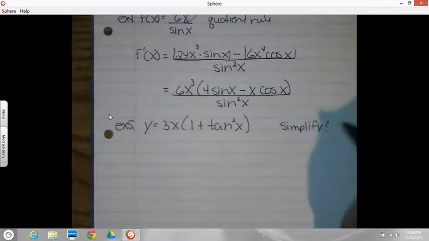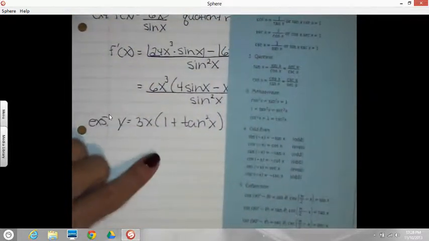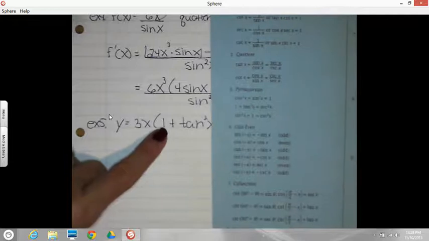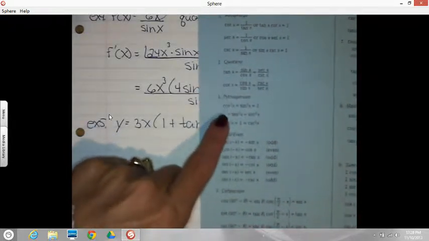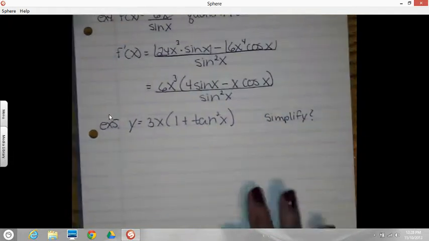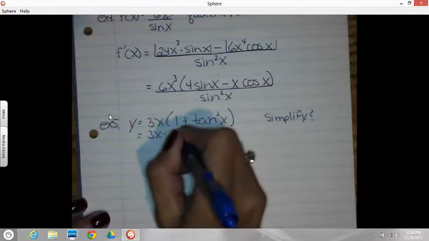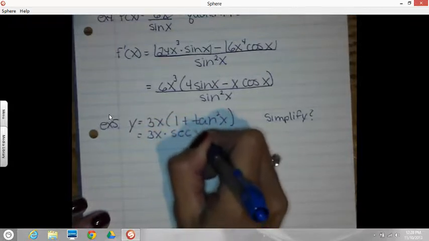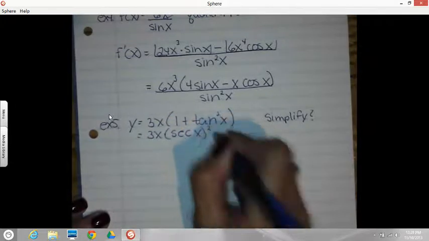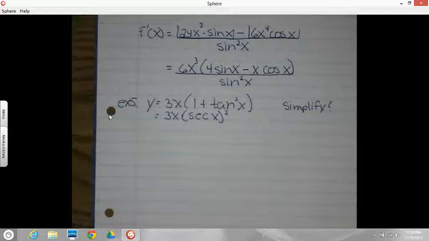And if you look at your quotient, the Pythagorean identities, we were looking for 1 plus tan squared. And if you look in the Pythagorean, number 3 here, 1 plus tan squared is secant squared. So I can simplify this by rewriting 1 plus tan squared as secant squared. And I'm going to write it with parentheses instead of by the function here. And now I am ready. I've done the simplifying, so now I'm ready for derivative.